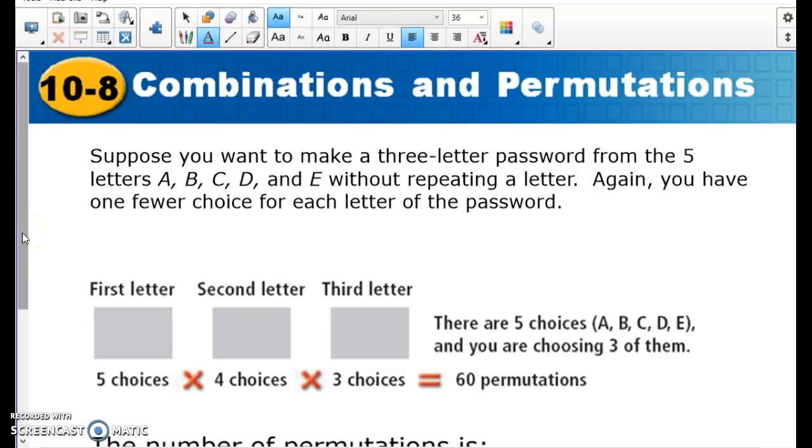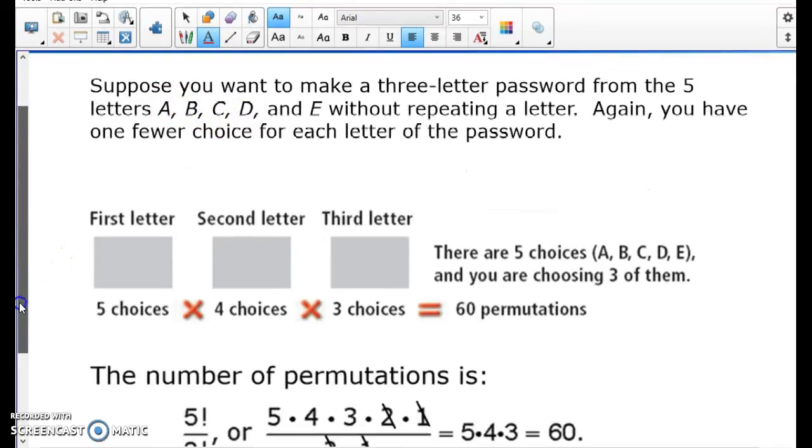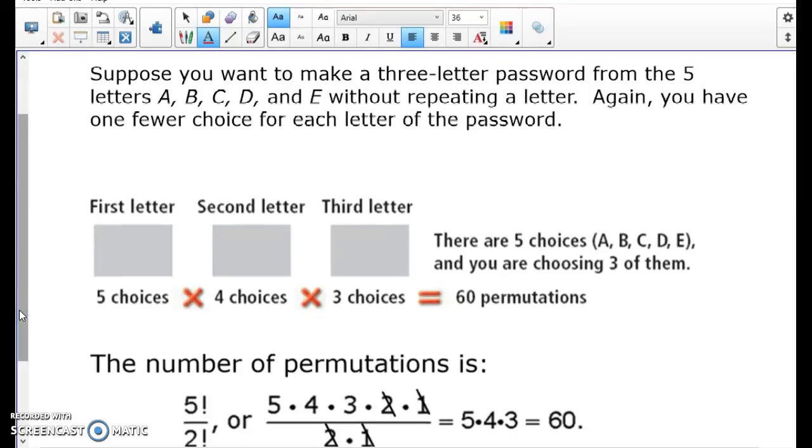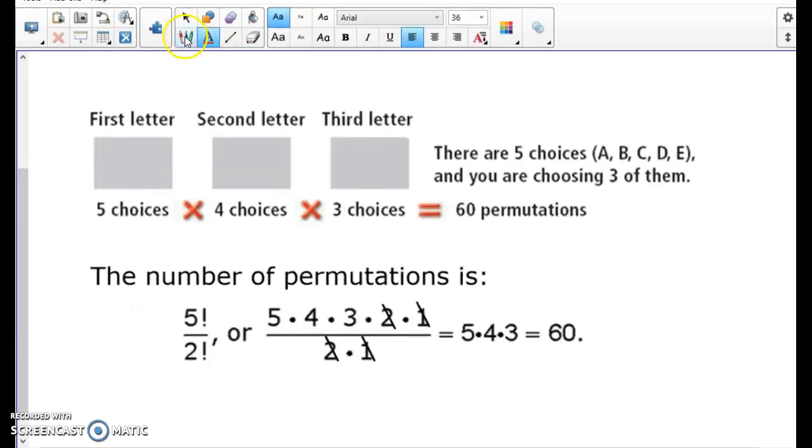So here's an example of a permutation. Suppose you want to make a 3-letter password from the 5 letters A, B, C, D, E without repeating a letter. So without repeating a letter kind of makes it a little more difficult for us to choose one because we can't have 2 A's or 2 B's or 2 C's or all 3 of one letter. Okay, so this is a permutation. So for our first letter, we have 5 options. We could pick A, B, C, D, E. Second letter, we have 4 options because we already chose one the first time. And the third letter, we have 3 options because we already picked 2. Okay, and our formula for when we're doing something like this is going to be, so this only works for permutations.